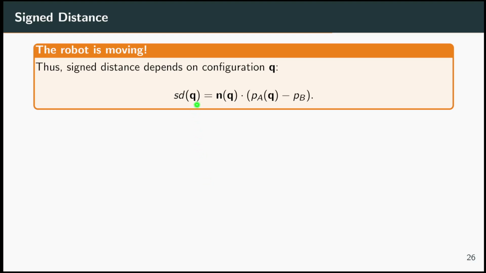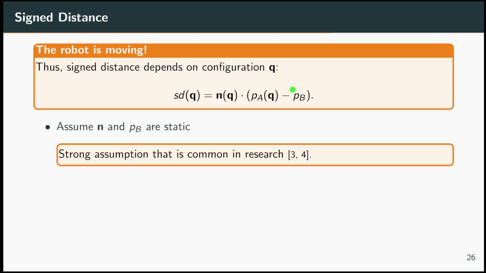And now that we have this equation, we can make more explicit what is happening when the robot moves. The signed distance obviously depends on our configuration. So does the normal by our definition, because it depends on the position of the obstacle, but also the position of the robot. What's happening on the obstacle is the only thing that is static. And typically the strong assumption is made that n stays static and PB is static.